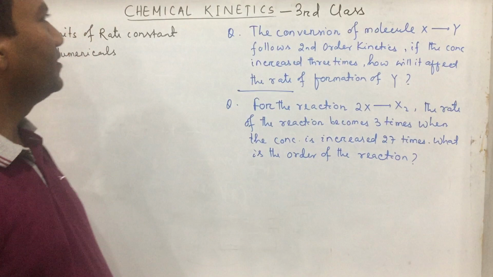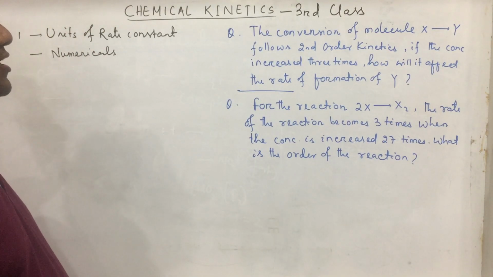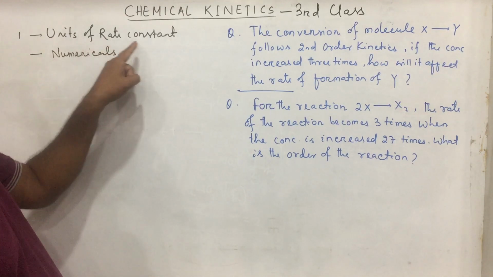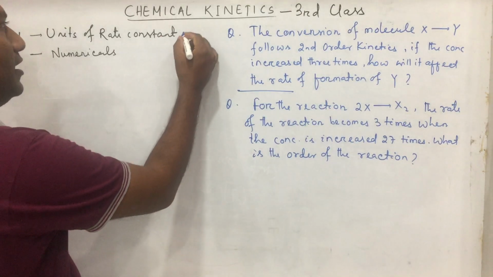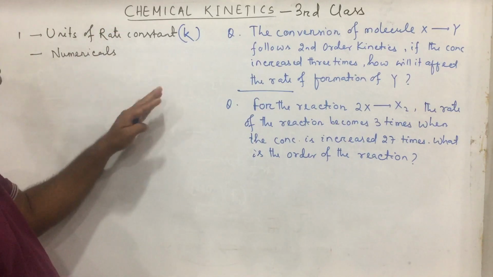So welcome students. This is the third class of chemical kinetics. In this class, first we will read what are the different units of rate constant. Rate constant is what? K. Second, different types of numericals we will solve.